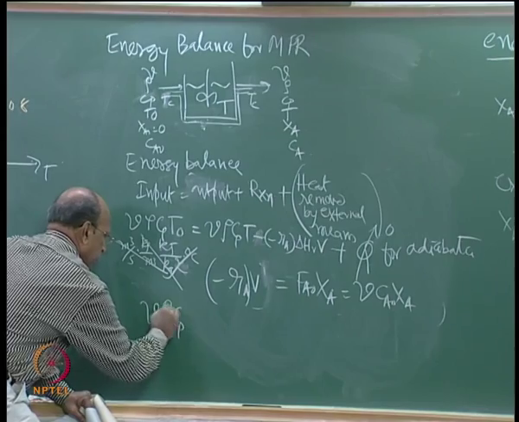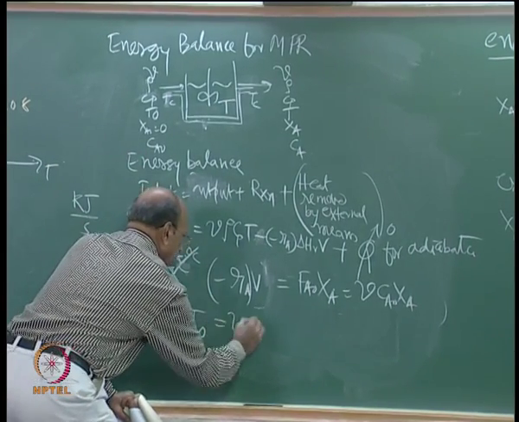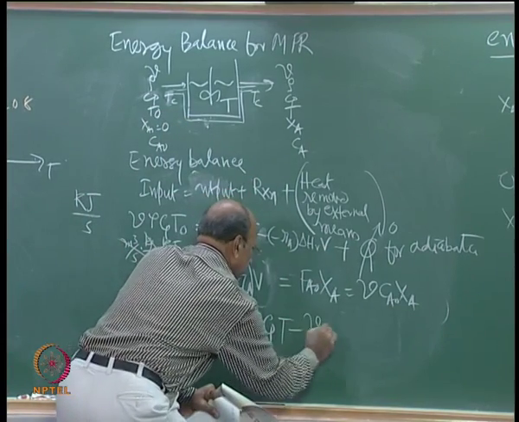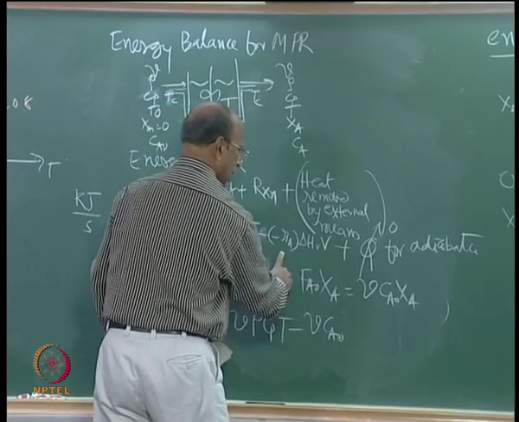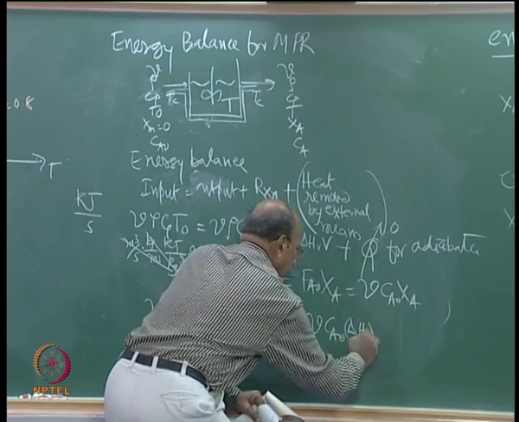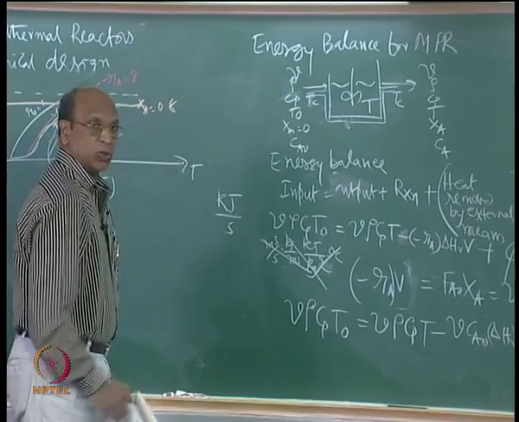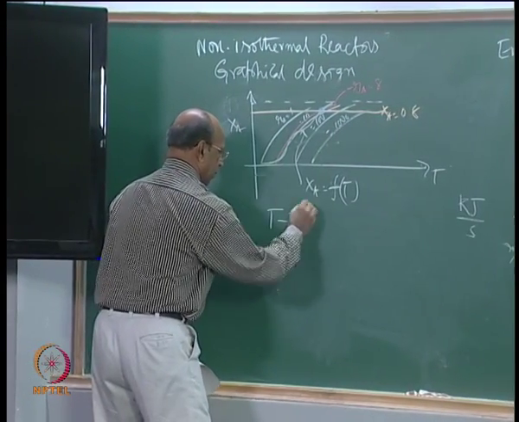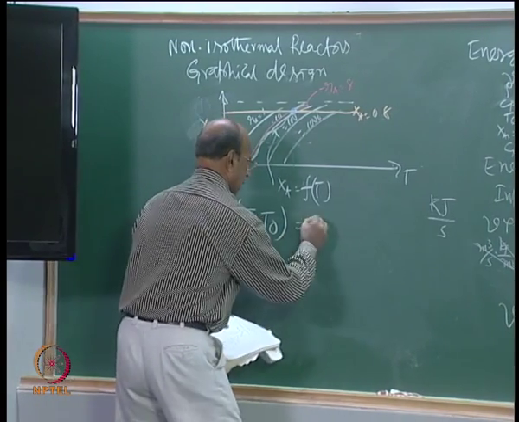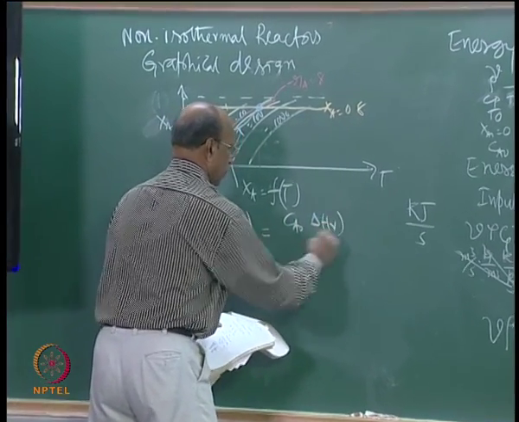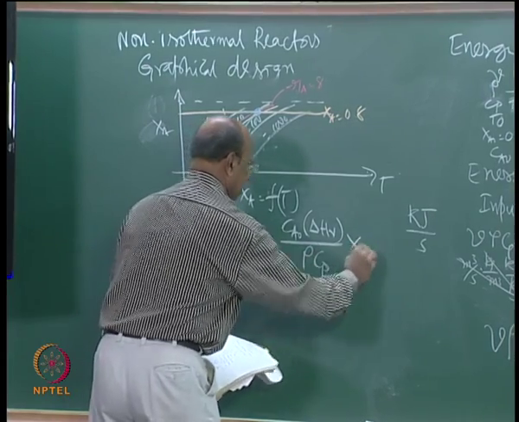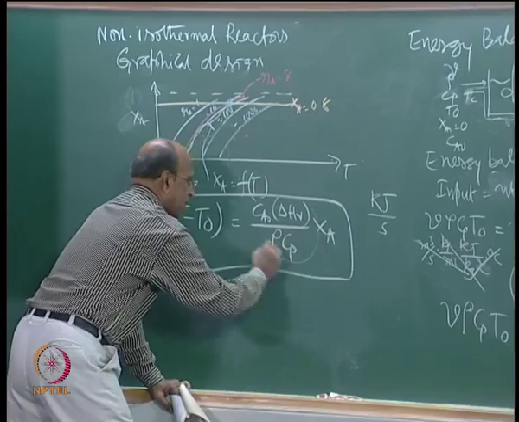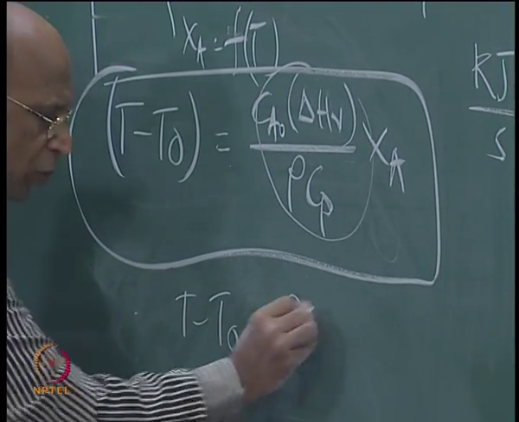V rho C p T naught equals V rho C p T. Then for minus R A delta H R V, I have V C A naught X A delta H R into X A, right. So, this equation I can now write as T minus T naught equals, see whether I am writing correctly or not, C A naught delta H R by rho C P into X A. Check this, you will get it, no? Good, very good. So, this is what we call beta. So, T minus T naught equals beta into X A.